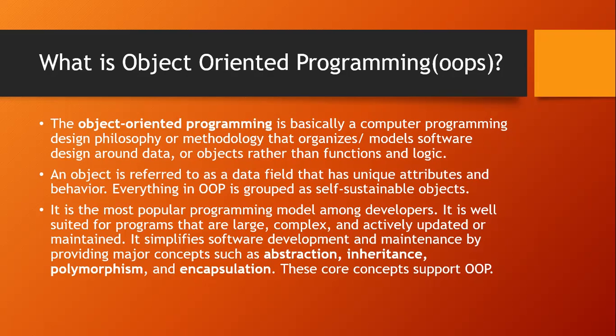An object is referred to as a data field that has unique attributes and behavior. Everything in OOP is grouped as self-sustainable objects. For now, in simple words, let's understand an object is a data field that has its own unique attributes and behavior. Now, we will throw more light on it in the coming slides and understand in more detail what is an object. Now, coming back to OOPS, it's a very popular programming model among developers.